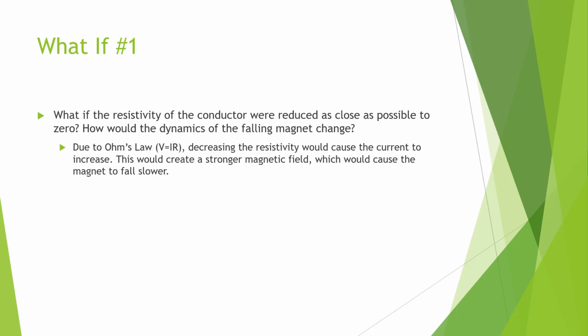What if number 1? What if the resistivity of the conductor were reduced as close as possible to 0? How would the dynamics of the falling magnet change? Due to Ohm's law, which is potential difference equals the current times resistance, decreasing the resistivity would cause the current to increase. This would create a stronger magnetic field, which would cause the magnet to fall slower.